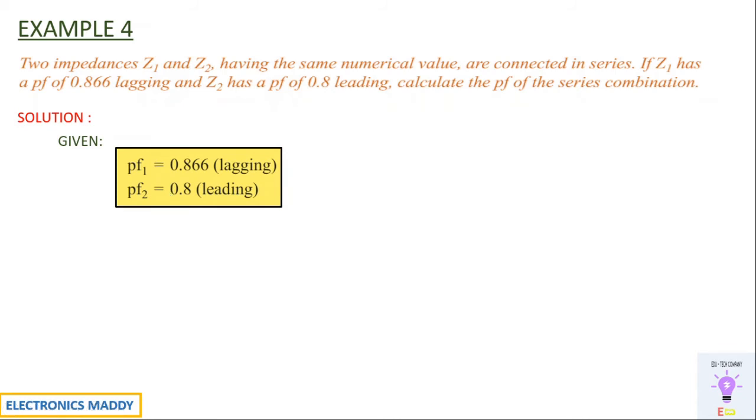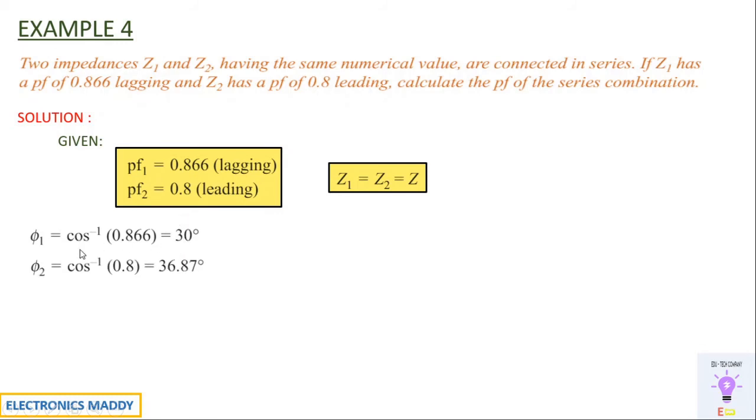The majority of students will make a mistake at some point in the problem. I'll tell where that mistake is made. Now we'll continue with our analysis. They've given Z1 and Z2 to be equal, so I'll consider each as Z, a variable value. So phi 1 can be written as cos inverse of 0.866, the given value. We'll be getting 30 degrees. Similarly, phi 2 will be 36.87 degrees.